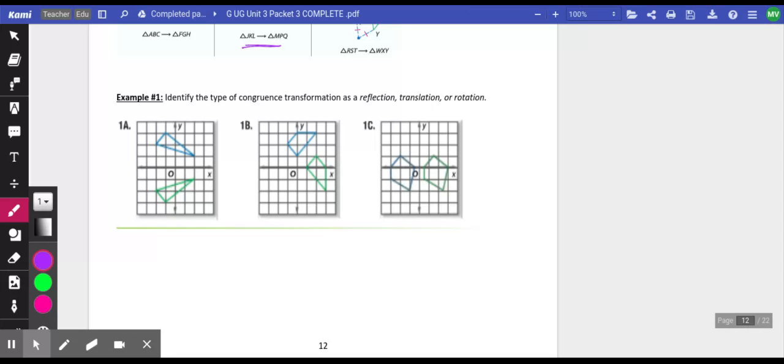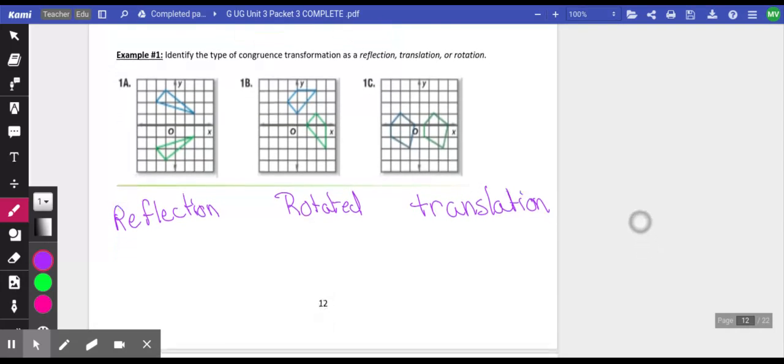So 1A is a reflection. It flipped over the x-axis. B, I actually rotated. And C was just a slide, so it's a translation. And that's really all we're doing, is identifying which is which.